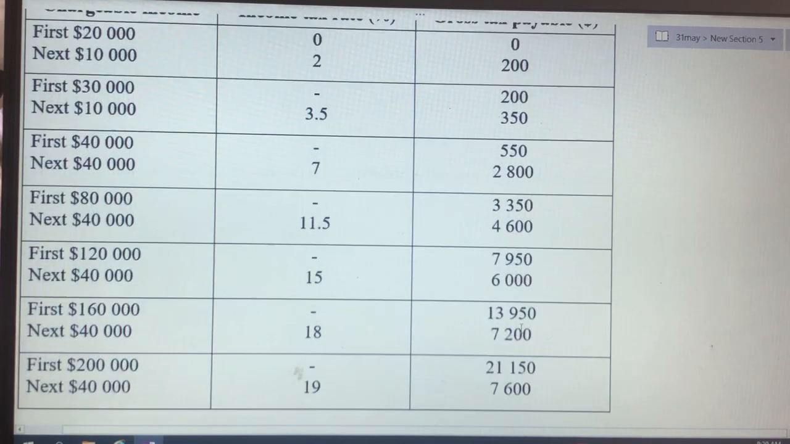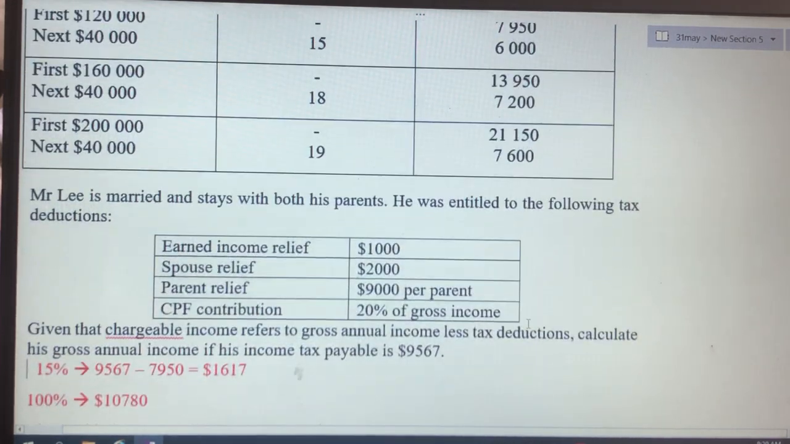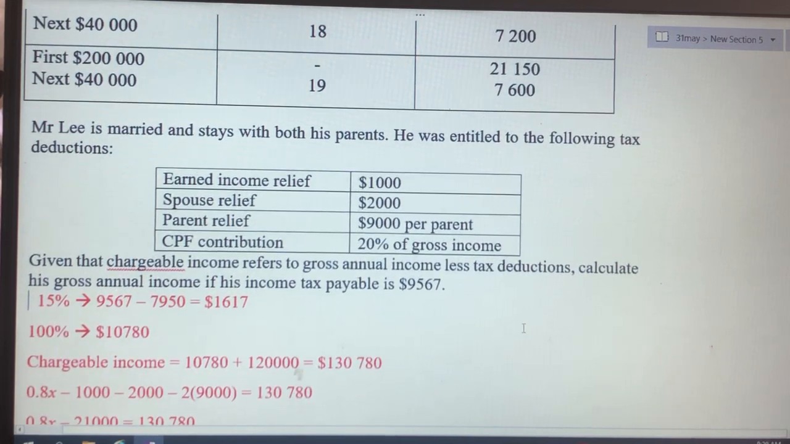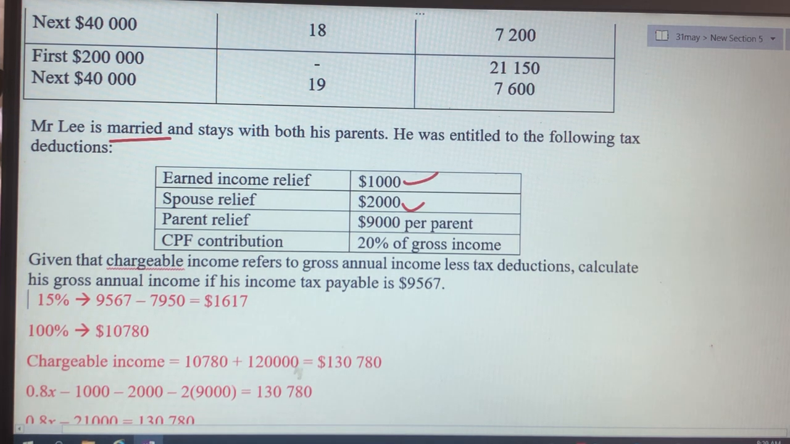income tax. So how do you read this? This thing, right, most of the figures there you don't have to use, okay? You just read the story. Mr. Lee married means got the spouse, means husband and wife, so he will use this, and then he's earning some income and stay with both parents, so he will get two parents, right? So he will get this. Then he's entitled to the following tax deductions.